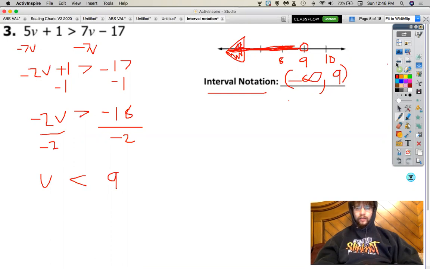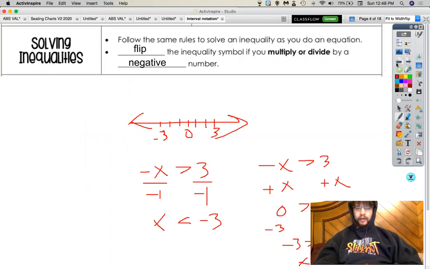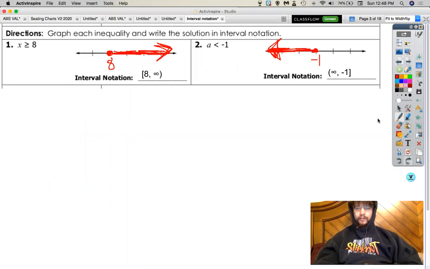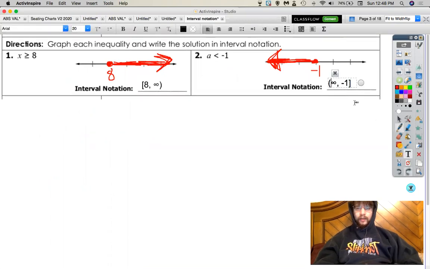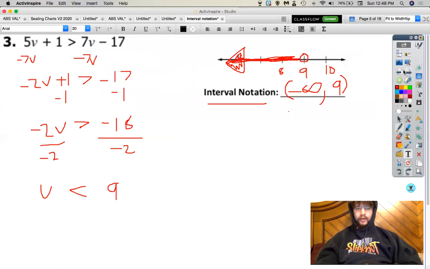Now, I think I might have forgotten a negative sign, so let's go back and, oh, yep, I did. My bad. It's not a positive infinity there, it's a negative infinity there, so don't forget your negative sign. So back on this one, number 2, that's negative infinity to negative 1. Sorry. All right, negative infinity to 9.